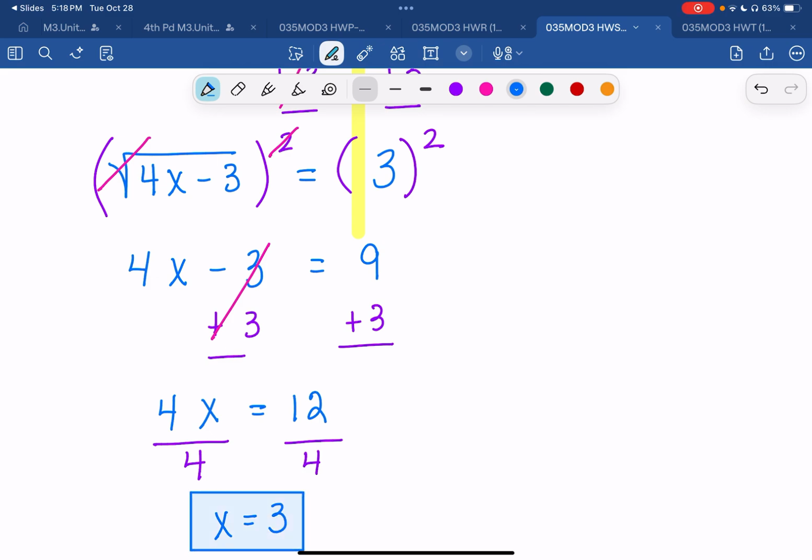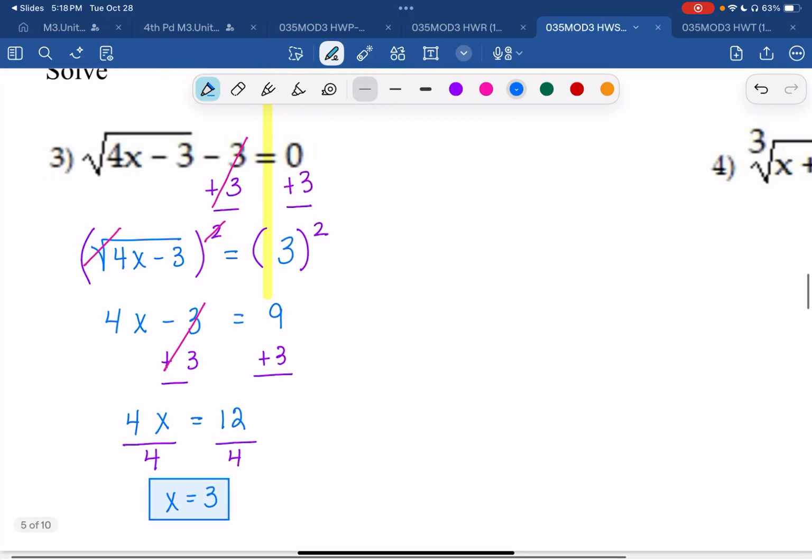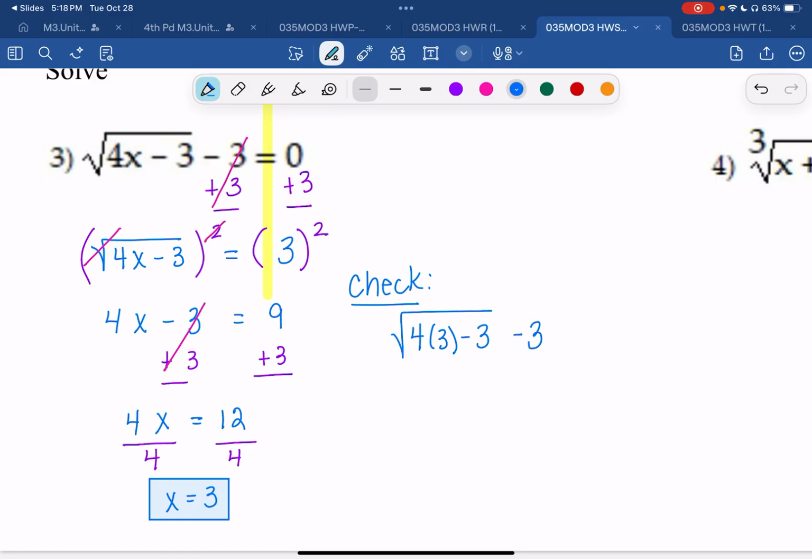But we always want to make sure we check it. And when we check it, we're going to check it back in that original equation. So come back up here and plug that in. So check. I'm going to put the square root of 4 times 3 minus 3. Then I need to subtract 3 after that. So I've got the square root of 12 minus 3, and then the square root of 9, which is 3. And 3 minus 3 is definitely 0.